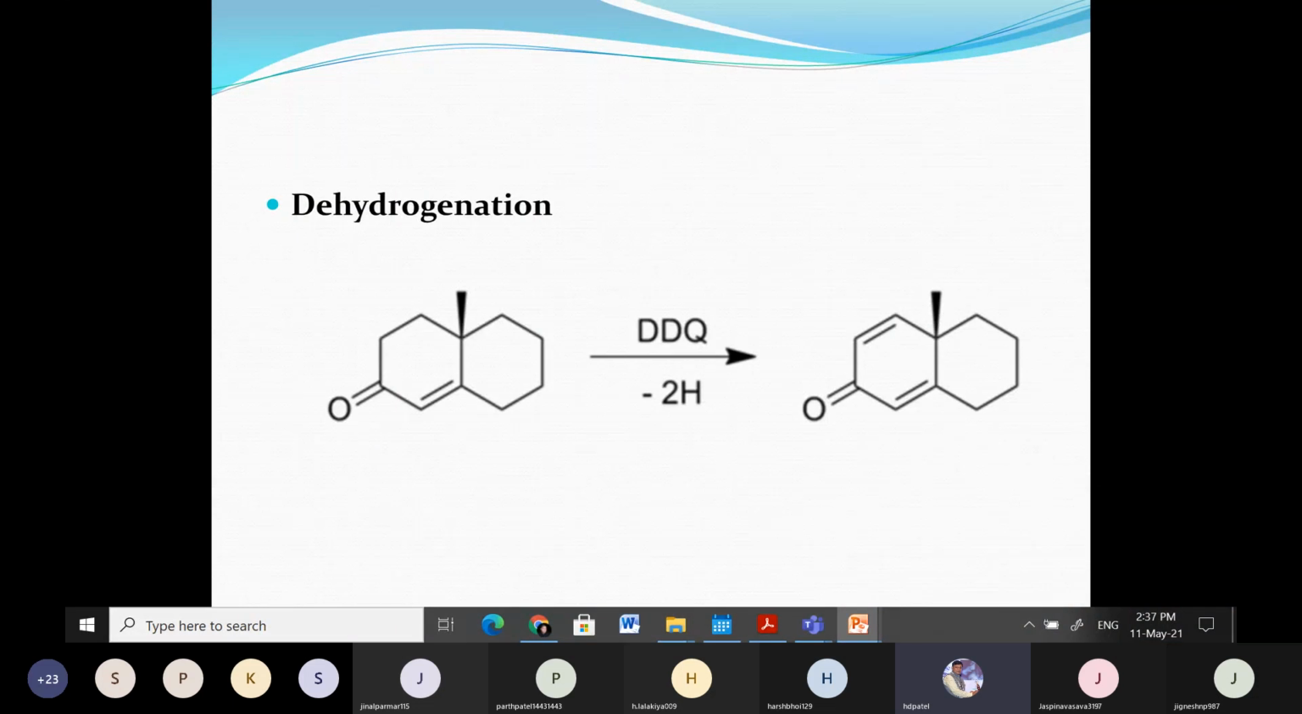Some other examples are there. Here we are having conjugation, and here we are having CH2 CH2. So by treatment with DDQ we will get a double bond over here.